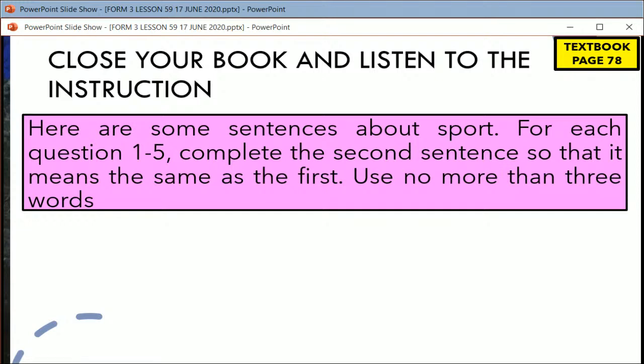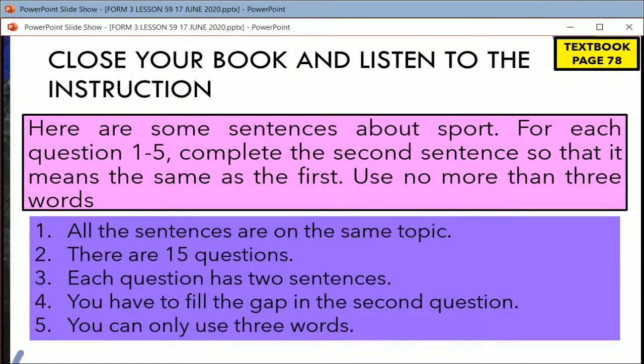We have 8 different kinds of learners. Audio learners find it easy to listen and comprehend. Other learners need to see words, need to see visuals to understand. Okay, so here you have some sentences. This is exactly the instruction in your textbook, page 78. For each question 1 to 5, complete the second sentence so that it means the same as the first. Use no more than 3 words. These are the 5 statements that I asked just now. All the sentences are on the same topic, right? All of you say it's true. You're all correct.